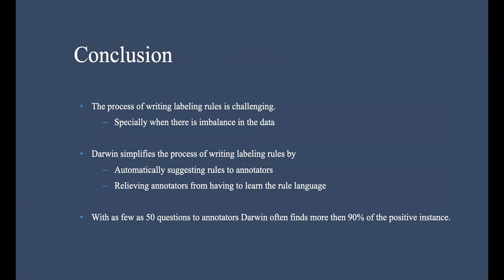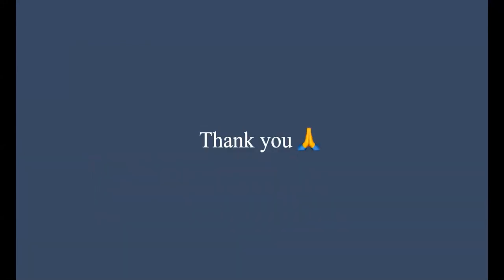So what I wanted to convey in this talk is that the process of writing labeling rules is still challenging. And this problem is even more present when there is an imbalance in the underlying data. Darwin simplifies the process of writing labeling rules by automatically suggesting rules to the annotators and by relieving annotators from having to learn the rule language. As we can see, with as few as 50 questions, we can get very good performance on different tasks. So with that, I want to thank you all for listening and giving me the opportunity to present this work.